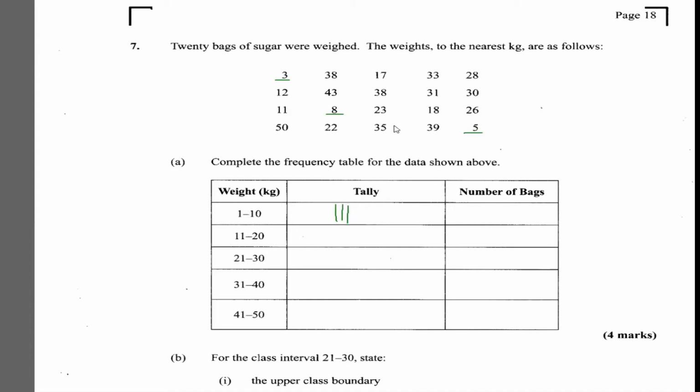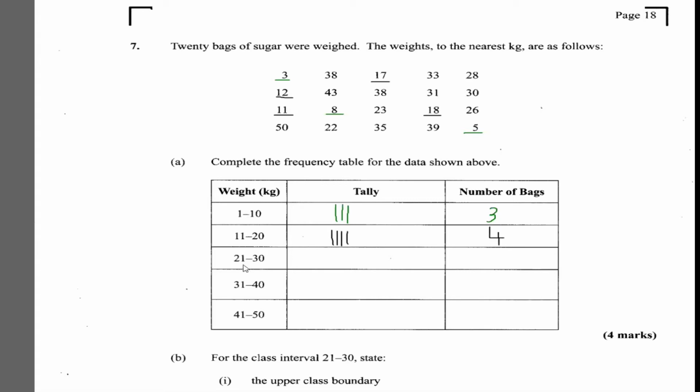Then we're going to look at how many are between 11 and 20. Let's put that in black. 11 and 20. This is 1, 2, 3, 4. So there are 4 of them.